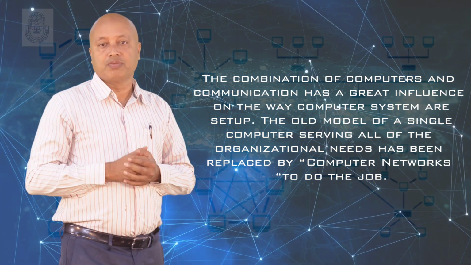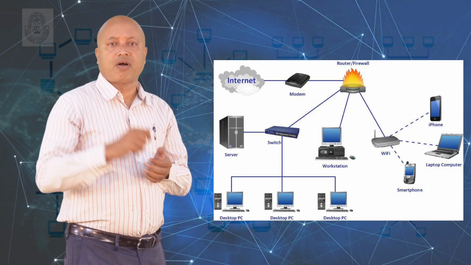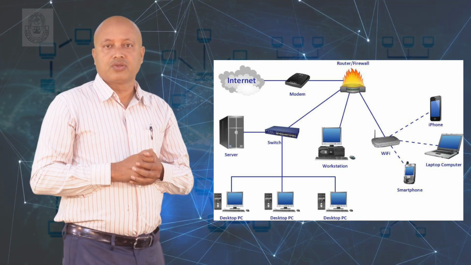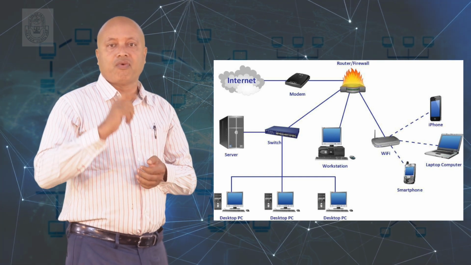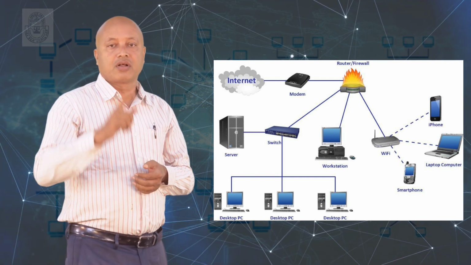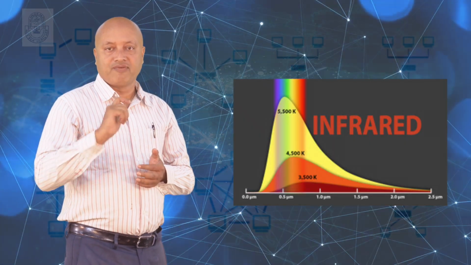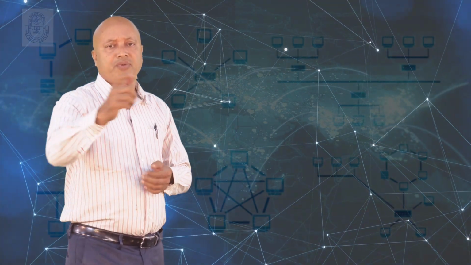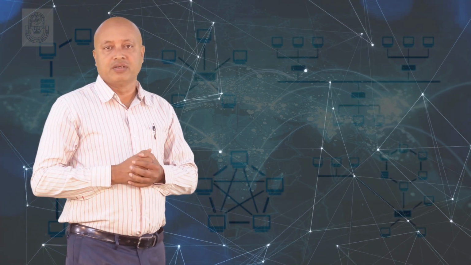do the job. Computer network means interconnection of autonomous computers to exchange data via media of one or more combinations of copper wire, fiber optics, microwave, infrared and communication satellites. There are different ways in which computers can be connected with each other in a computer network.